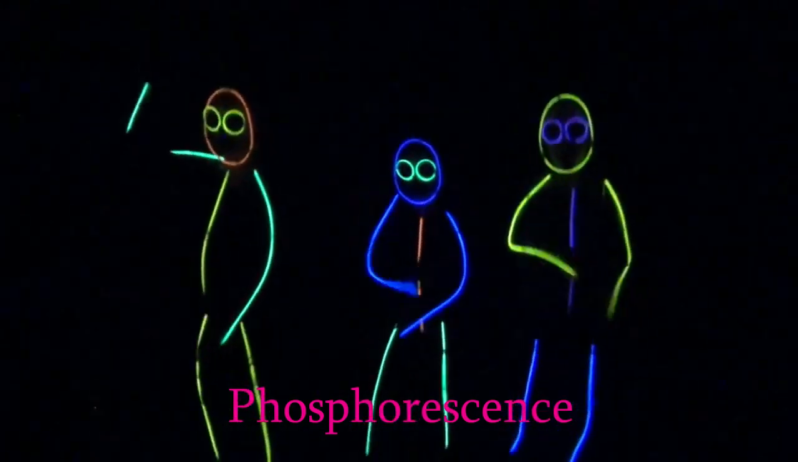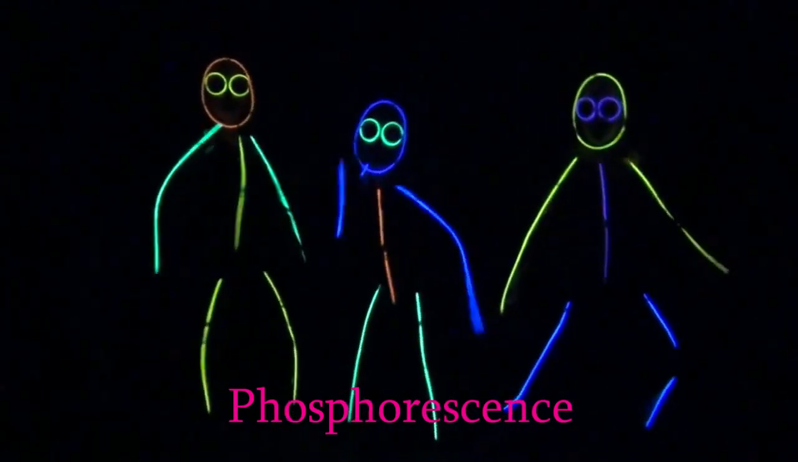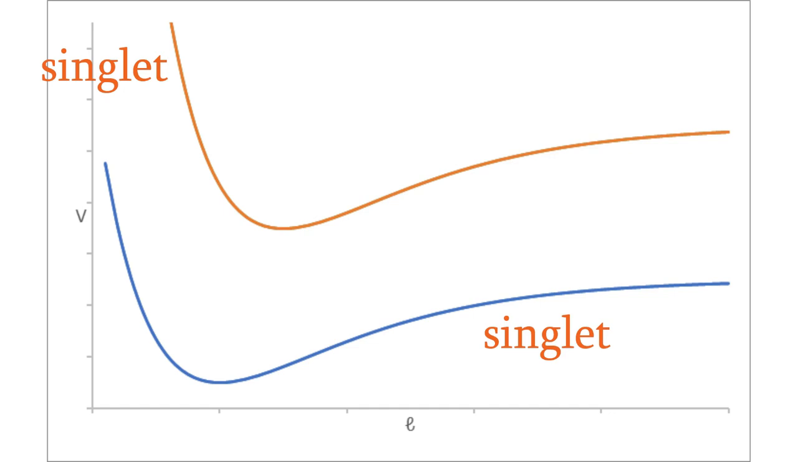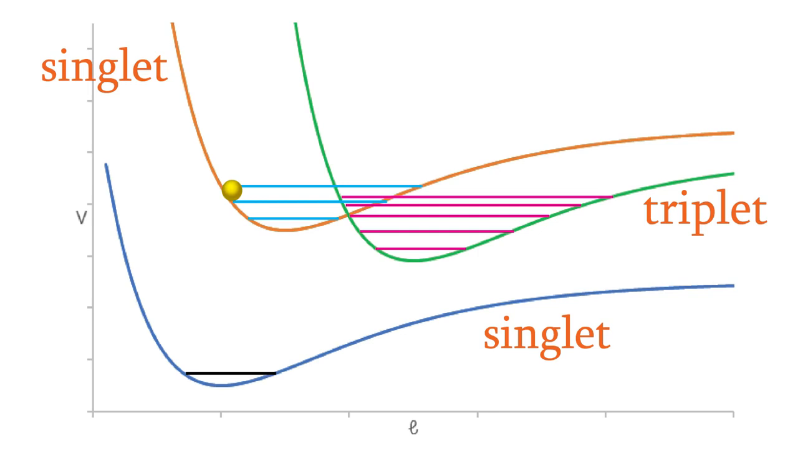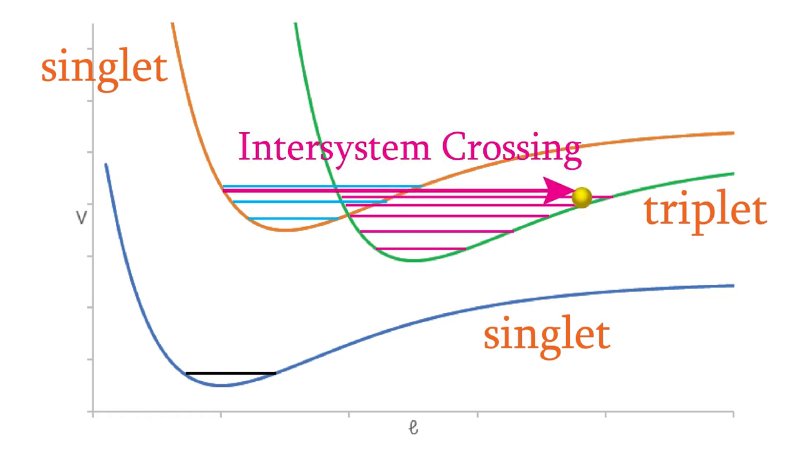Here's how it works. Let's look at another system in which the excited and ground states are both singlets. Molecules have more than one excited electronic state, though, so let's draw another one of them, like this. However, suppose this excited state isn't a singlet, but is instead a triplet state. Notice that the two excited state potential curves overlap. Because of that, it's possible for the system to change its multiplicity, moving from the singlet state to the triplet state without losing energy. That's a process called intersystem crossing. So, now the system is in a vibrational level on the triplet excited state.